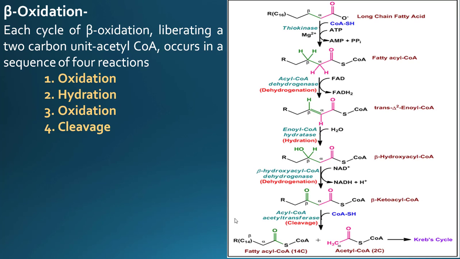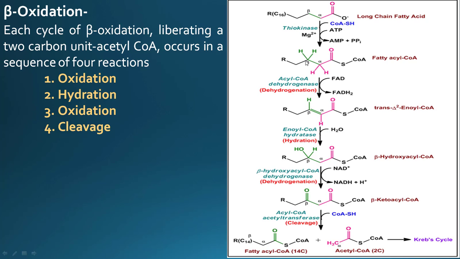In actual beta oxidation, we are liberating a 2 carbon unit, acetyl-CoA, in sequential reactions: oxidation, hydration, oxidation, and then cleavage. On the right side there is a reaction flow chart showing how that long chain fatty acid is converted into fatty acyl-CoA. That is the first step, activation of that fatty acid with the help of the enzyme thiokinase. Fatty acyl-CoA then undergoes a dehydrogenation reaction with the help of the enzyme acyl-CoA dehydrogenase.